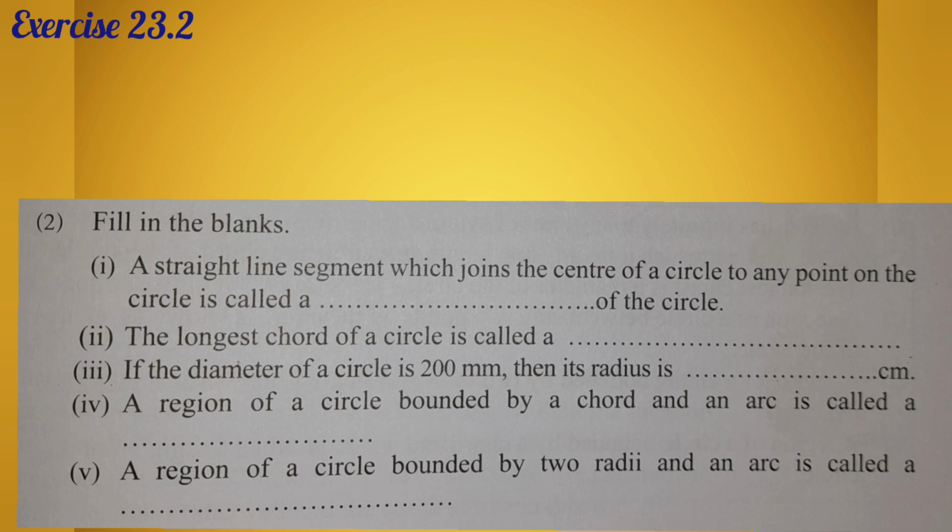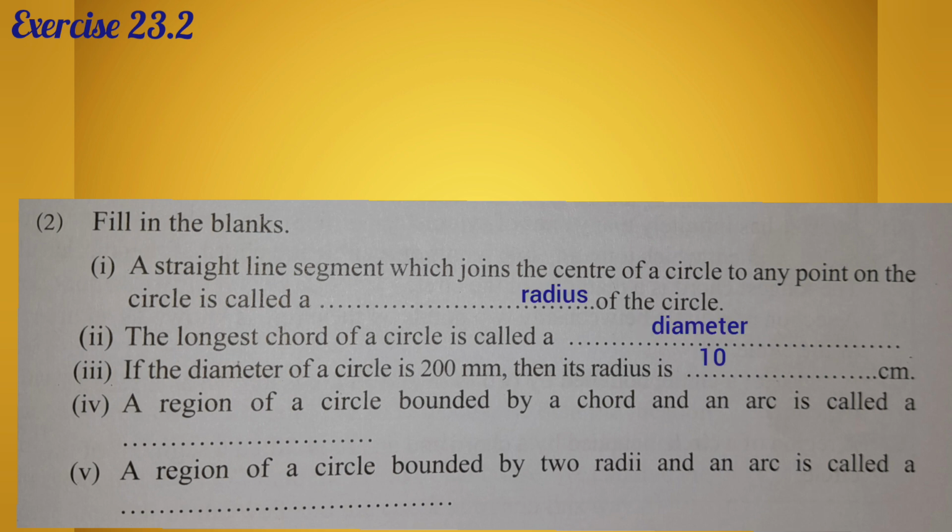First one, a straight line segment which joins the center of a circle to any point on the circle is called a radius of the circle. In the second one, the longest chord of a circle is called a diameter. Third, if the diameter of a circle is 200 millimeters, then its radius is half of it, that is equal to 100 millimeters. Then in centimeters, it is 10 centimeters.